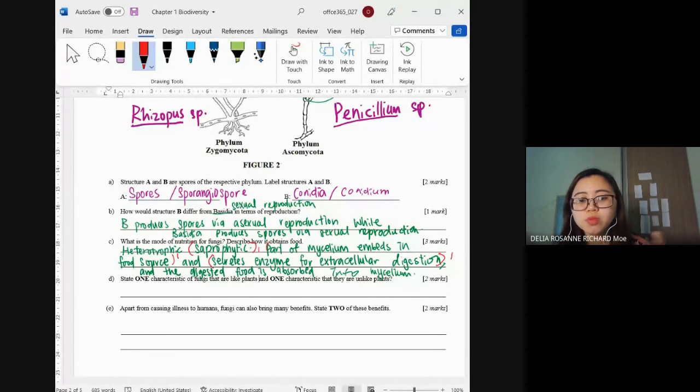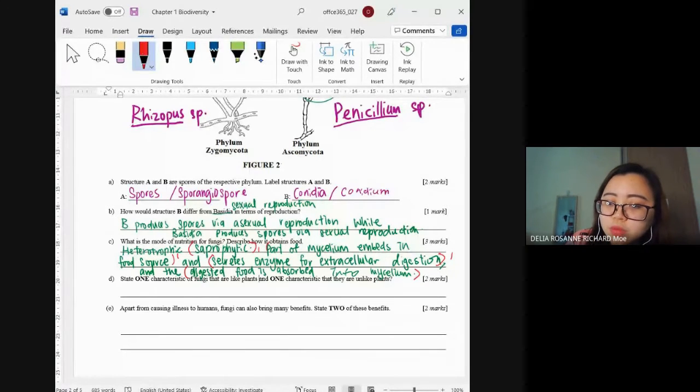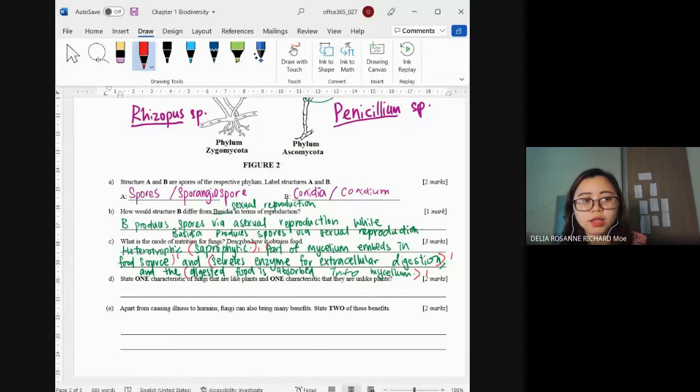satu markah. Kalau kamu tidak guna ayat macam saya, contoh kamu tidak cakap secretes enzyme for extracellular digestion, kalau kamu cakap secretes enzyme atau produces enzyme to digest food outside of body or outside of cell pun boleh. Sama juga maksudnya. And the digested food is absorbed into mycelium, 1 mark. Ataupun macam jawapan Rizman tadi, absorbs food, then boleh. Absorbs food pun boleh. Marni punya jawapan obtains food by absorbing dead matter, itu boleh 1 markah saja.